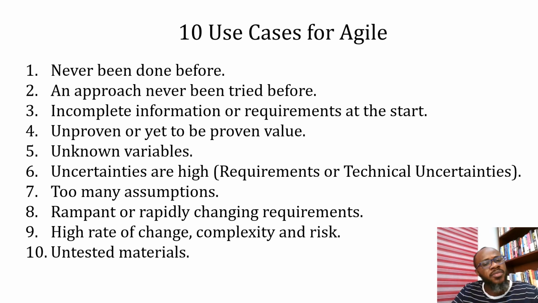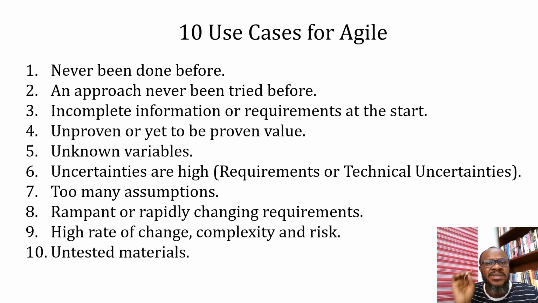Number five, unknown variables. When you're working with unknown variables, I think that most of the things I have mentioned here have to do with unknown variables, okay? You are not so sure how things will be and all of that. You have to go for agile, all right? Number six, when the uncertainties are high on the project, requirements or technical uncertainties are high on the project, then it's also a dynamic environment. You need to go for agile so that you can confront those changes with the evolving nature of the methodology.